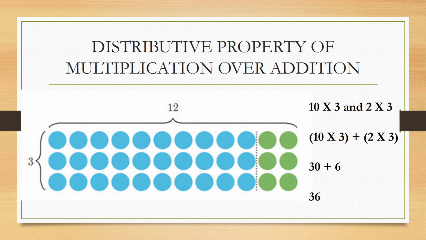So you multiply the numbers first. So 10 3s are 30 and 2 3s are 6. And then you add both of them. So 30 plus 6 gives 36. This is called the distributive property of multiplication over addition.